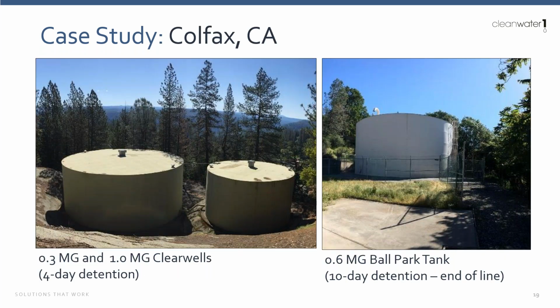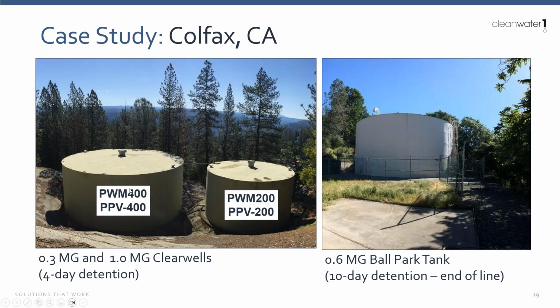We started with a couple of Clearwell tanks. You can see on the left, 300,000 and 1 million gallon Clearwells. On the larger tank, the 1 million gallon tank, we've got a PWM 400 mixer and a PPV 400 power vent. Combined horsepower for these two pieces of equipment, 1.25 horsepower. On the right, we've got a small mixer and small power vent, combined horsepower for the 300,000 gallon tank, 0.75 horsepower.